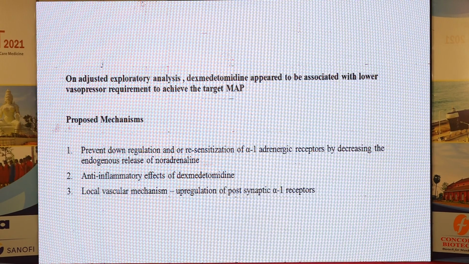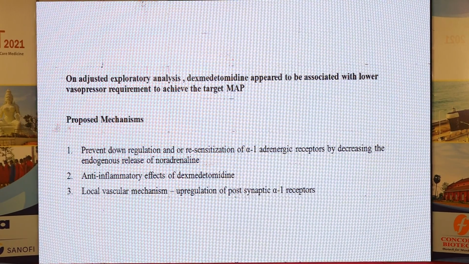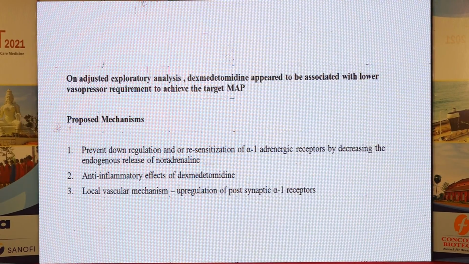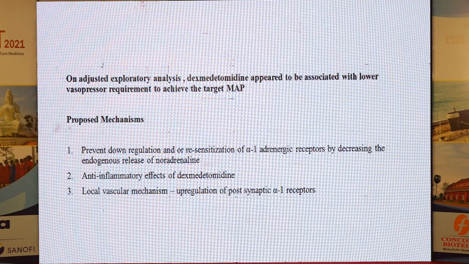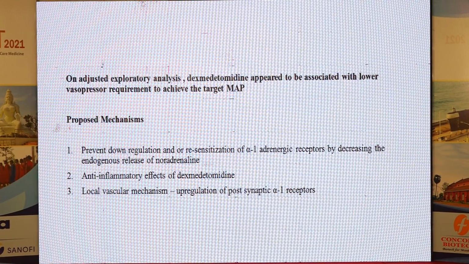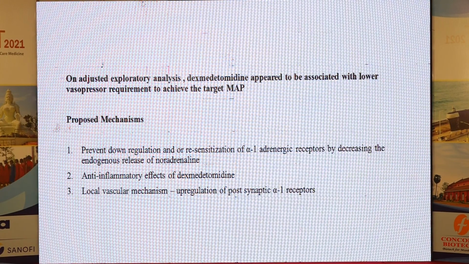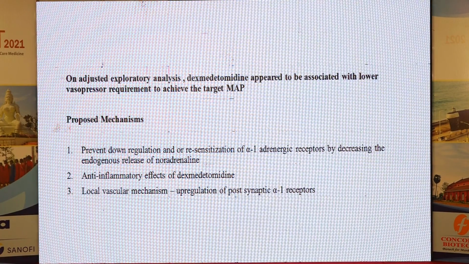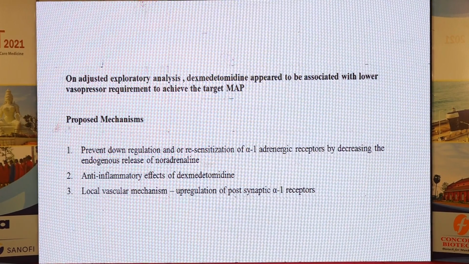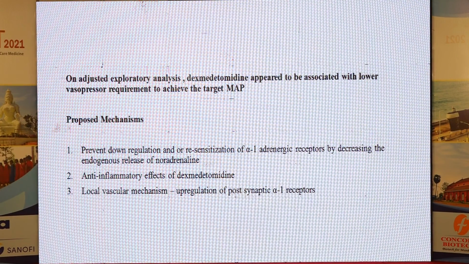So when you use an alpha 2 agonist like dexmedetomidine or clonidine, and we know that they are centrally sympatholytic, there is a reduction in the release of endogenous catecholamines. And because the endogenous catecholamine dose is reduced, they saw an increase or early resensitization of the alpha 1 receptors, thereby a better response to the exogenous vasopressors that you give.